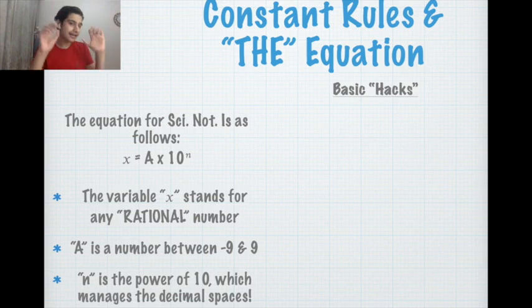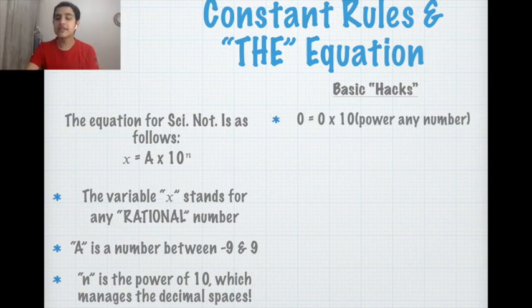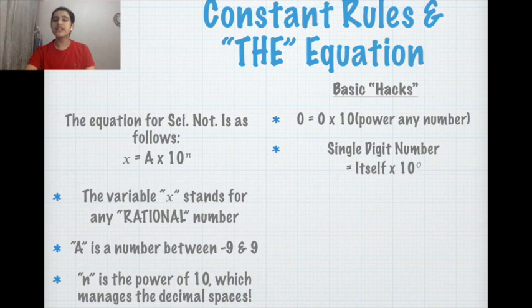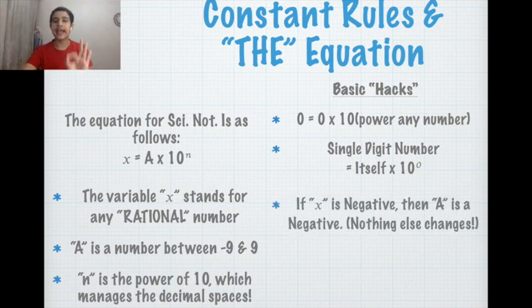So, the basic hacks, I would like to call them. 0 is x equal to 0 times 10 to the power of any number. A single digit number is itself times 10 to the power 0. By that I mean a number like 1 is 1 times 10 to the power 0. A number like, let's say, 80 is 80 times 10 to the power 0, because anything to the power 0 is 1. If x is negative, then a is negative.